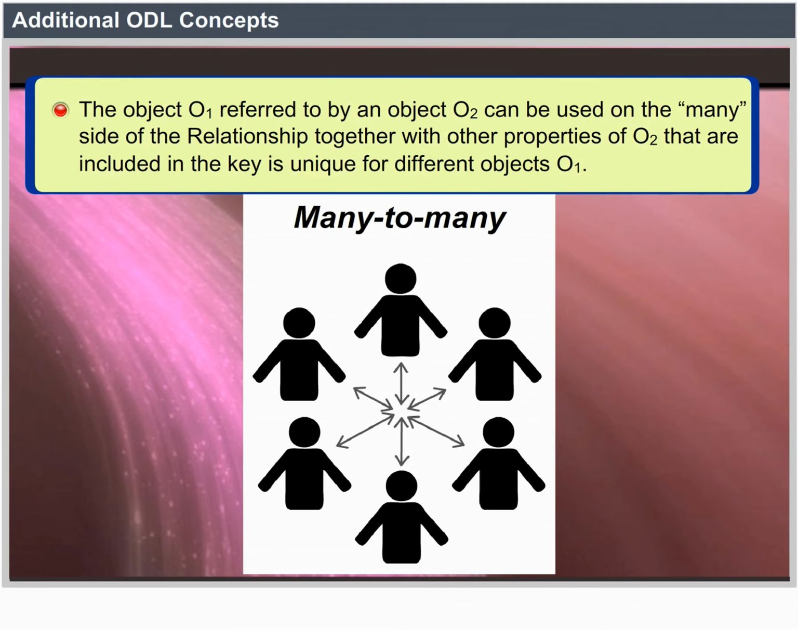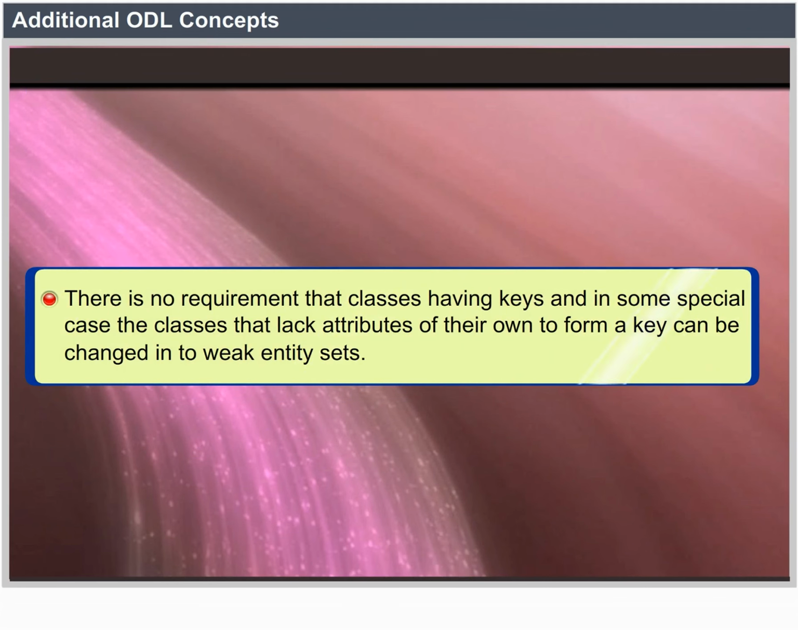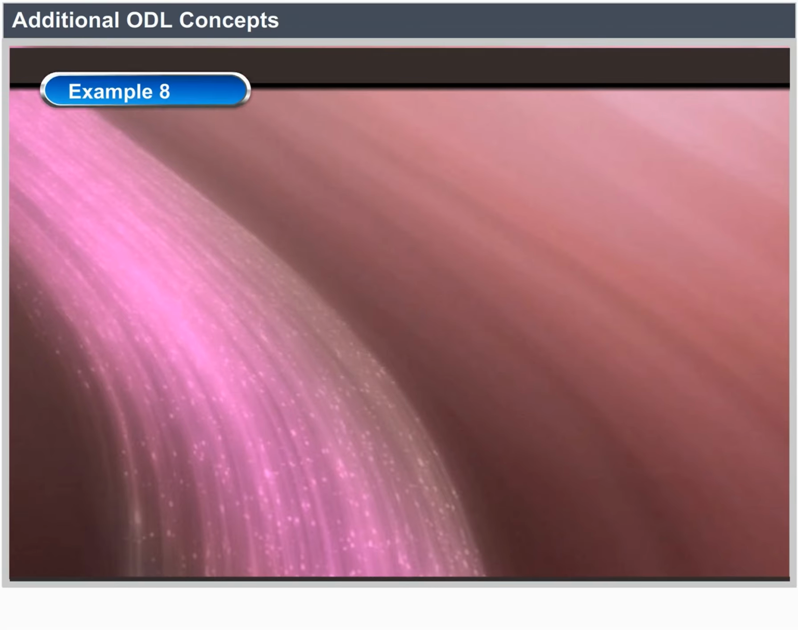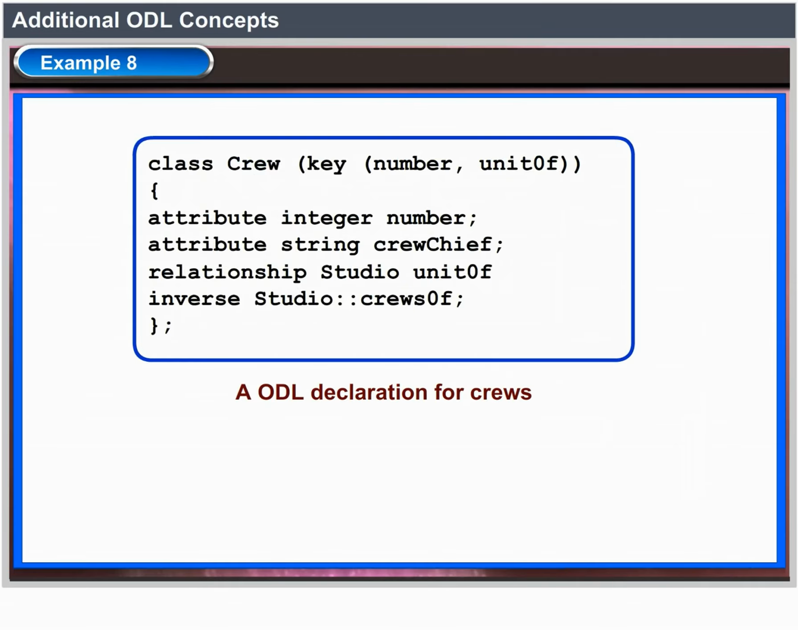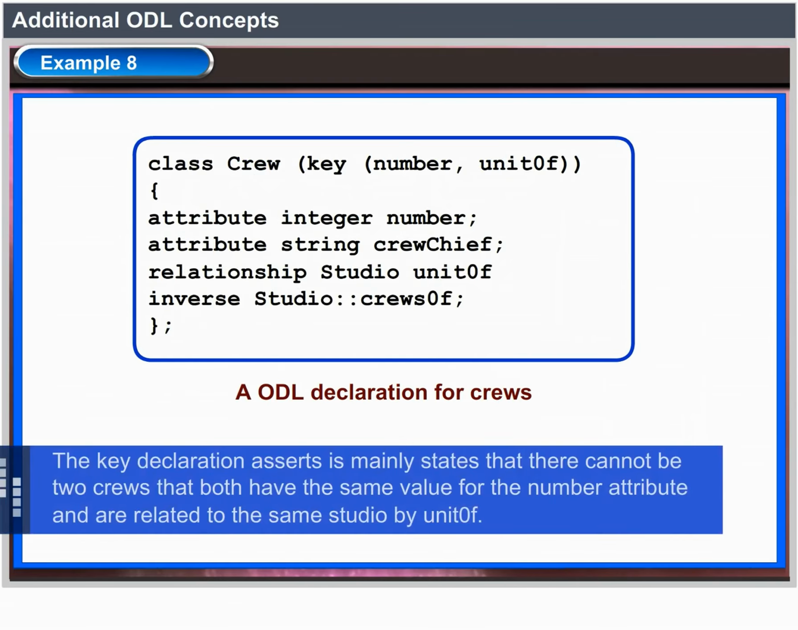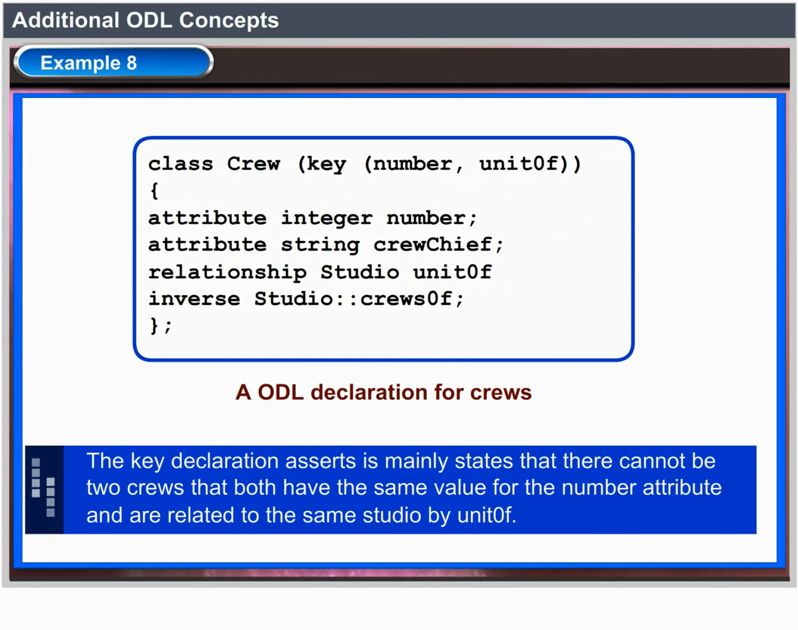However, we should remember that there is no requirement that classes have keys. We are never obliged to handle in some special way classes that lack attributes of their own to form a key, as we did for weak entity sets. Example 8. An ODL declaration for a cruise. What this key declaration asserts is that there cannot be two crews that both have the same value for the number attribute and are related to the same ship by unit of.